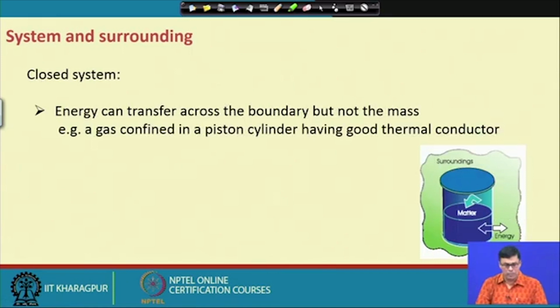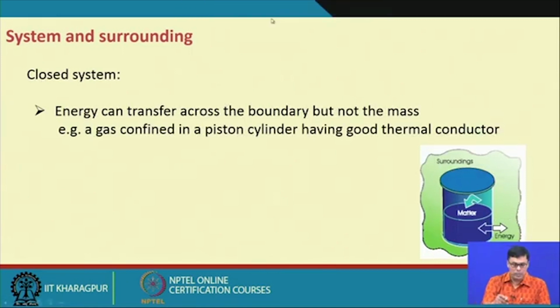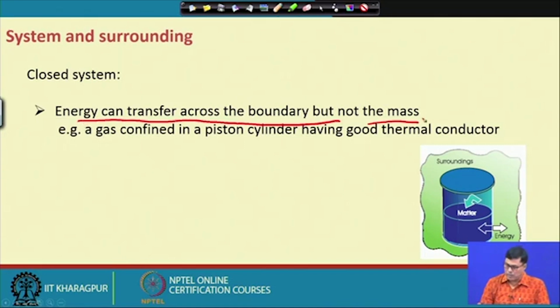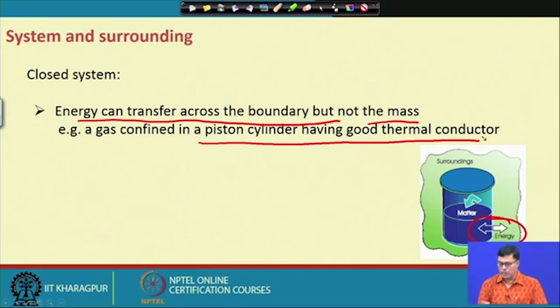Now, what is happening in a closed system? Energy can transfer across the boundary, but not mass. An example is a gas confined in a piston cylinder having a good thermal conductor. Due to the good conductivity of the material, energy transmission takes place, but not mass. If it is like this, we call it a closed system.